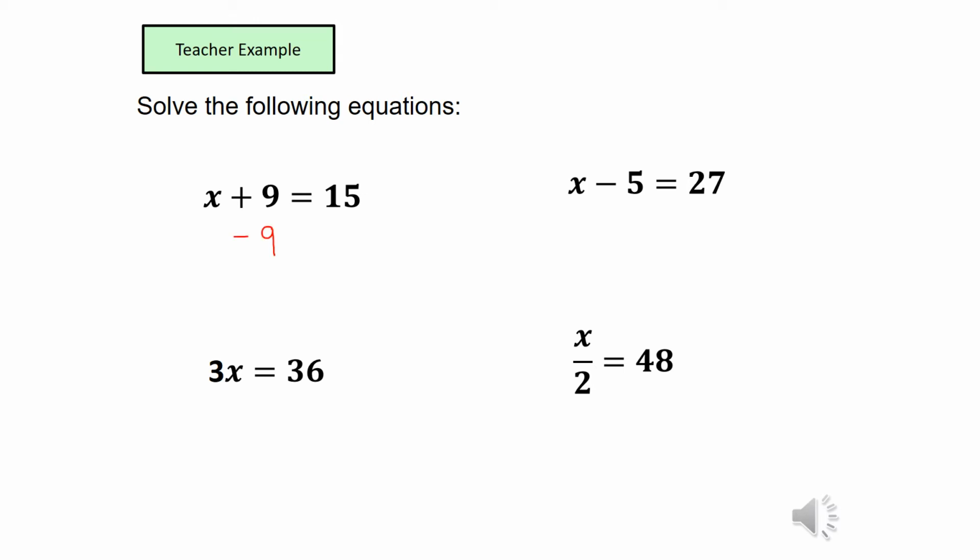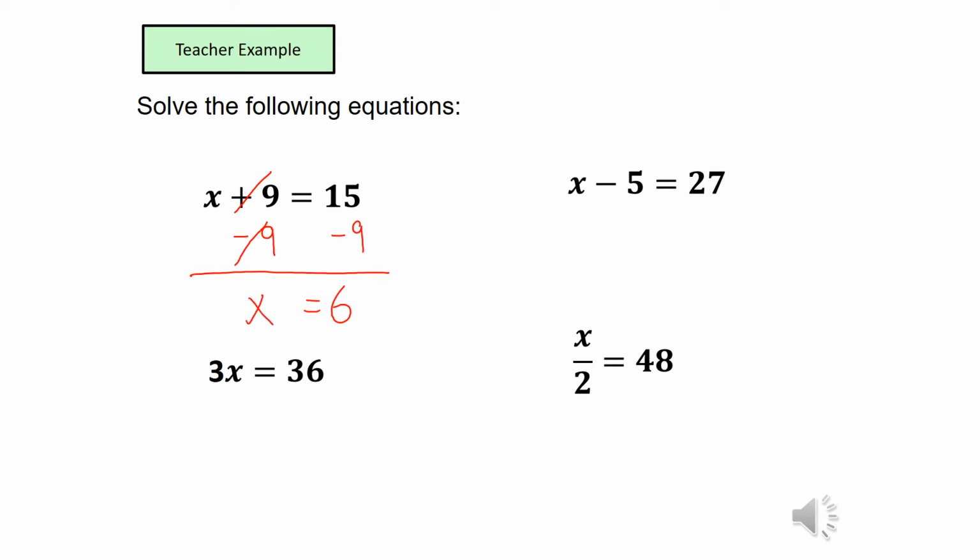So the inverse of plus 9 is take away 9. And whatever you do on one side, you must do to the other side. So 9 plus 9 take away 9 gives me 0. 15 take away 9 is 6. So my answer is x equals 6.